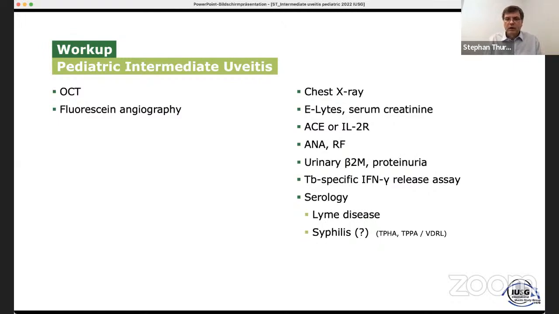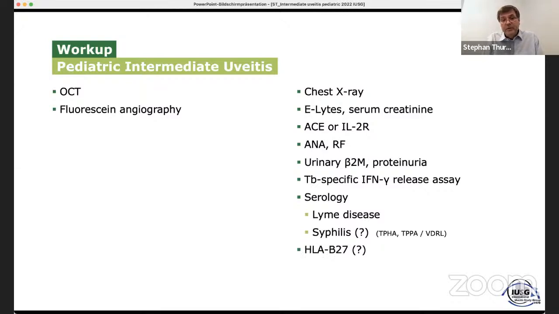Serology for syphilis, I hardly see any signs for it, but it's still in the recommendations to exclude congenital or even acquired syphilis, even in children, but I hope that's absolutely rare.